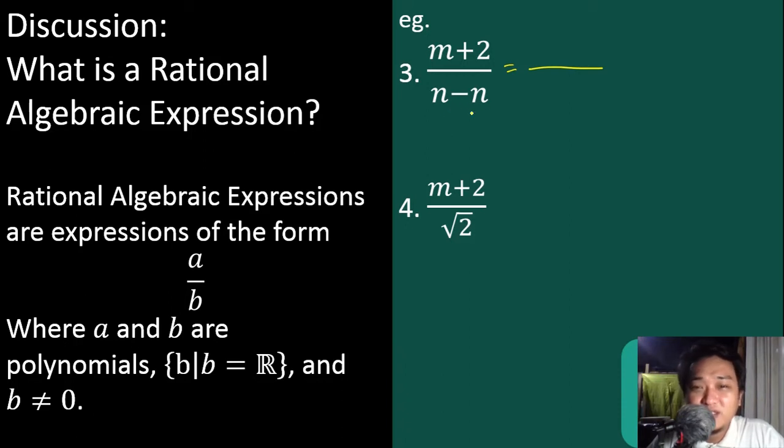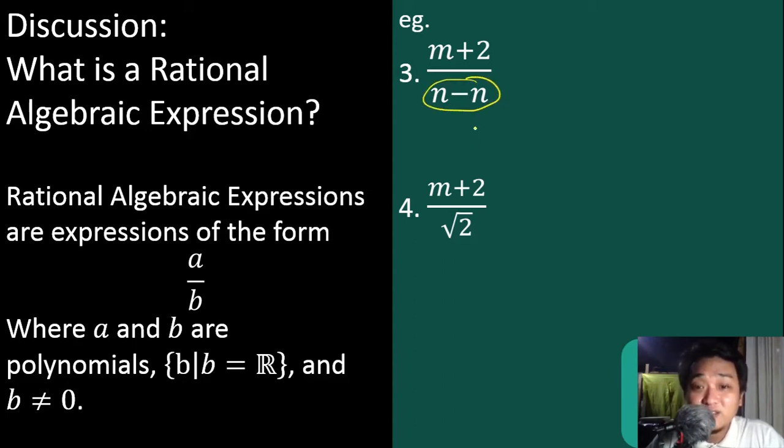n minus n. What if the value of n is 1? If the value of n is 1, 1 minus 1 is 0. How about 2? 2 minus 2 is still 0. 3? 3 minus 3 is 0. So, whatever we put in n, minus itself, always becomes 0.